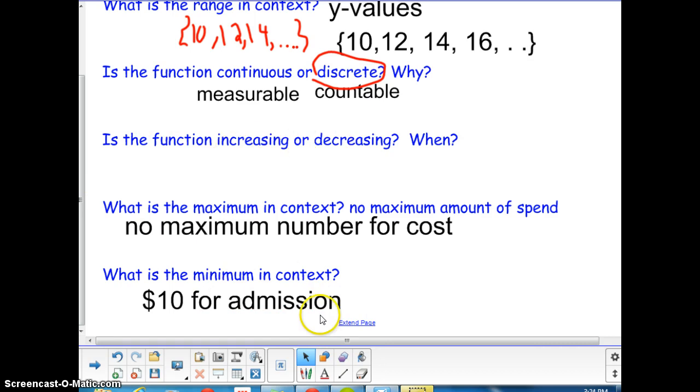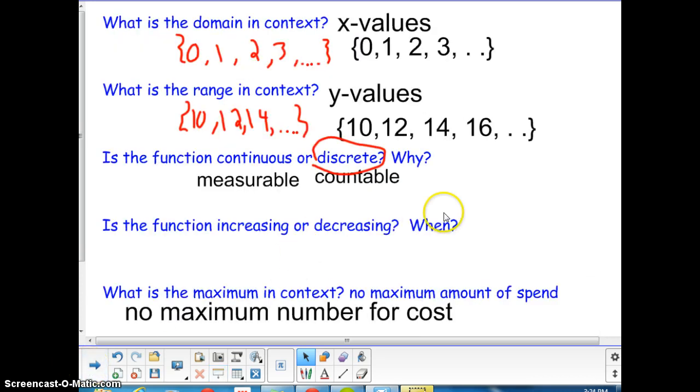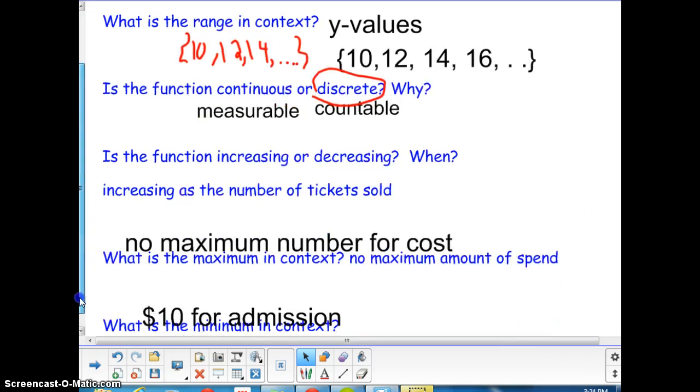All right, let's go back up to this last question. Is the function increasing or decreasing? As you can see, by the table the y values are getting bigger, and by the graph the y values are getting bigger. So in context, they're increasing as the number of tickets sold increases.